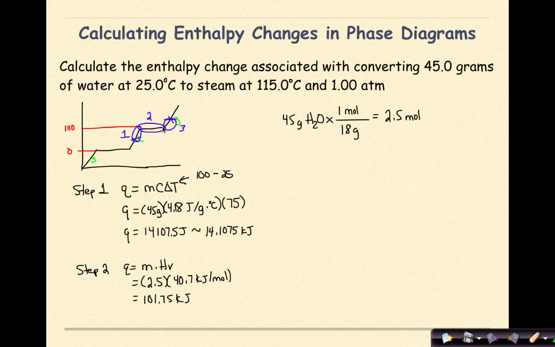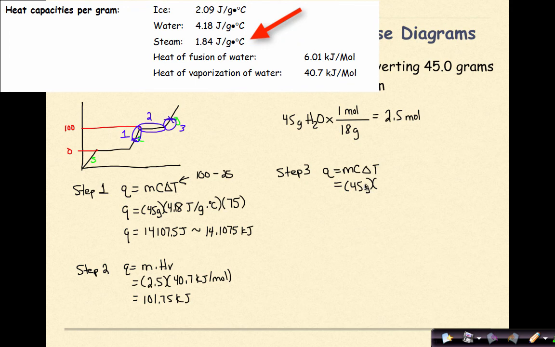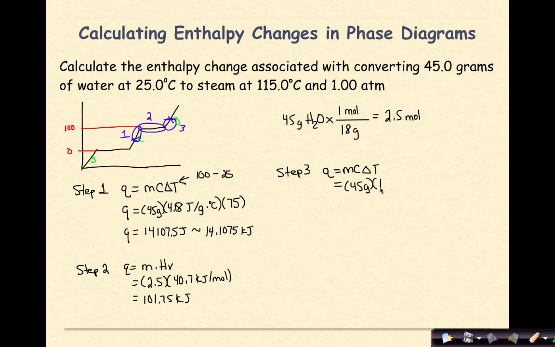So now I've gone through step 1, I've gone through step 2, I'm totally through phase change. My substance is now all in the gas phase. I can go and do this last little part right here, which is labeled step 3. So step 3 again is on a diagonal, which means I'm going to use Q equals mc delta T. The mass still remains at 45 grams. The specific heat of steam is different than the specific heat of water. So that is 1.84 joules per gram degrees Celsius.